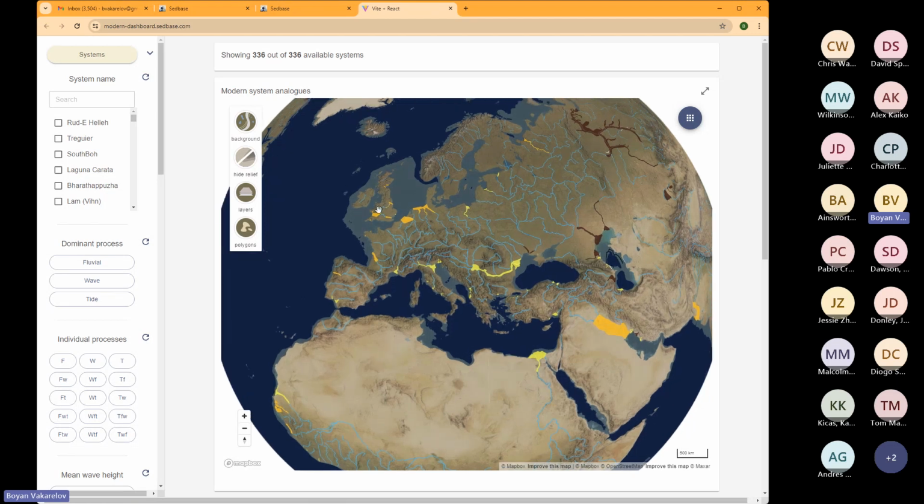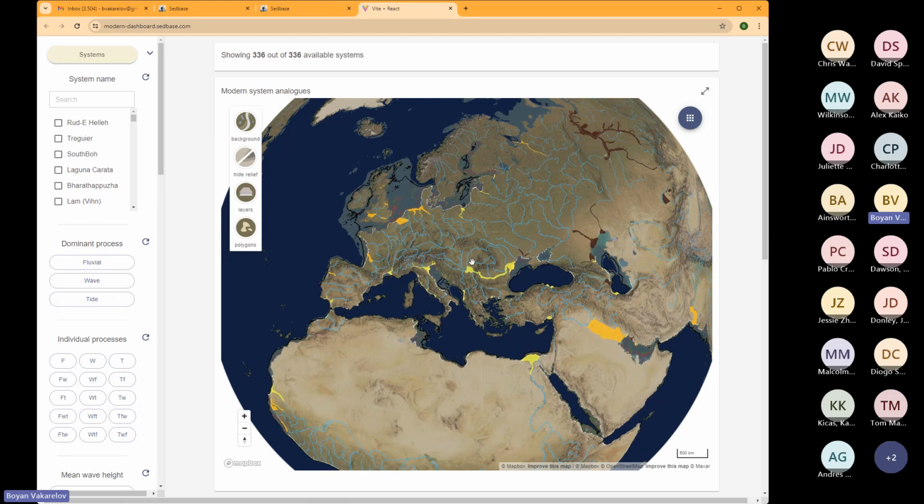on the left-hand side. Notice also that we have this menu on top, which is giving us the number of active systems which are currently valid based on the query that we entered. At the moment we have not selected any filter, so we have 336 systems which are active.